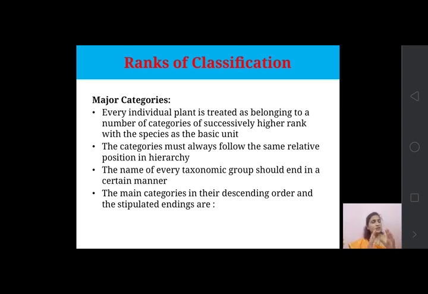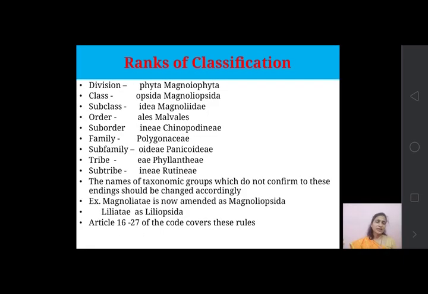Every group should end in a certain manner. The main categories in descending order and their stipulated endings are, for example, division. Division ends with -phyta, for example Magnoliophyta. When a name ends with -phyta, it is included in the division category. So the division is Magnoliophyta.